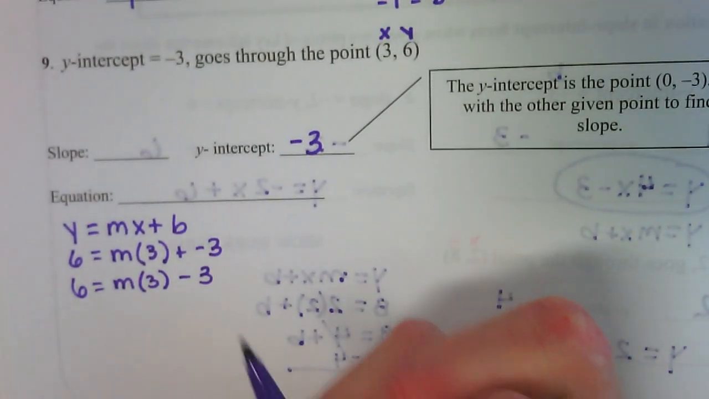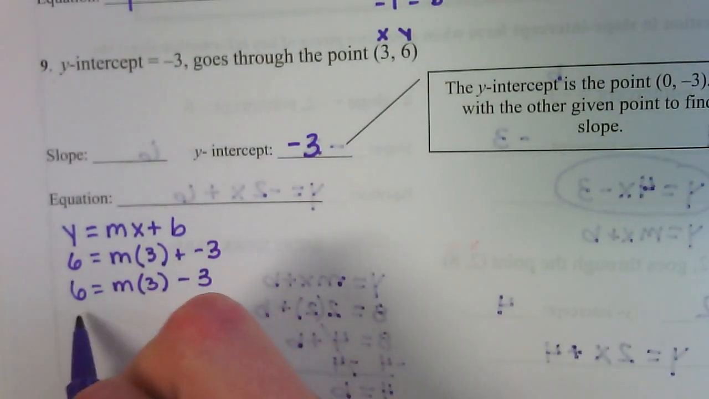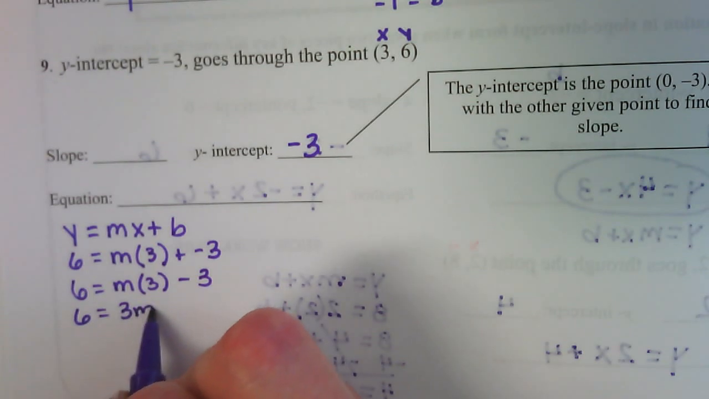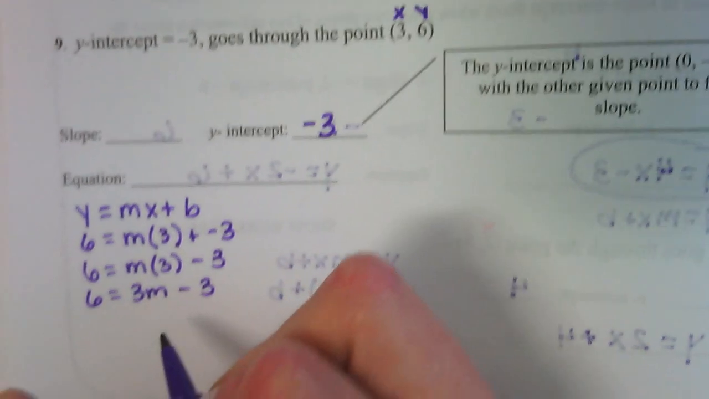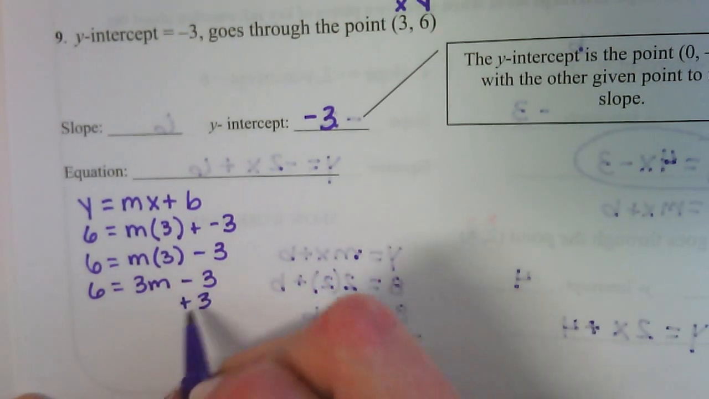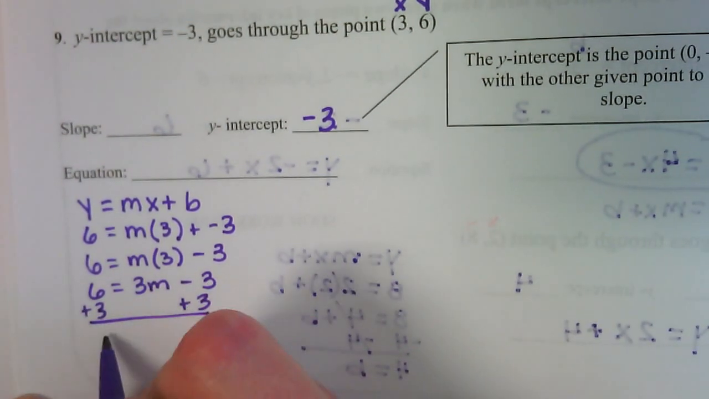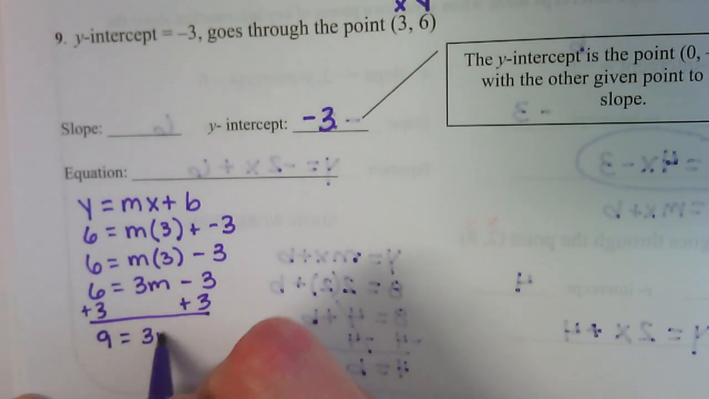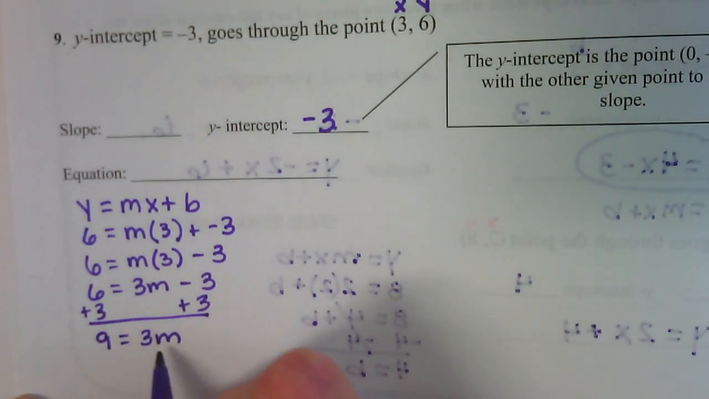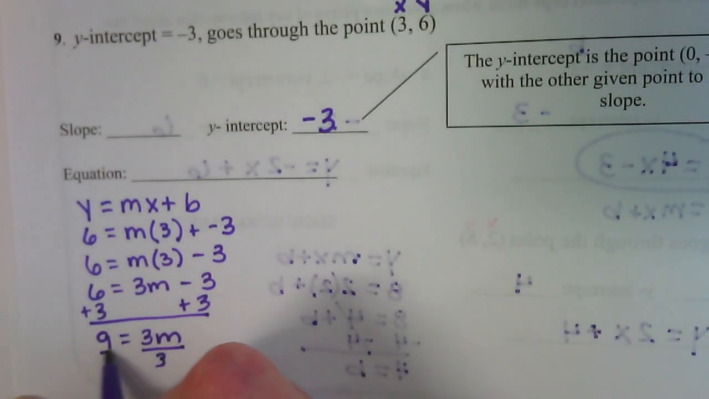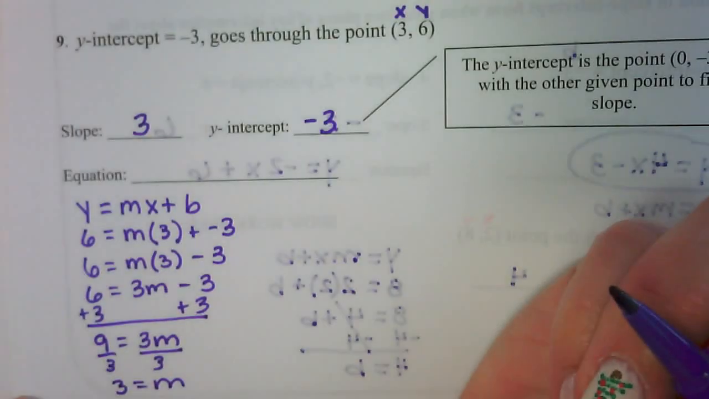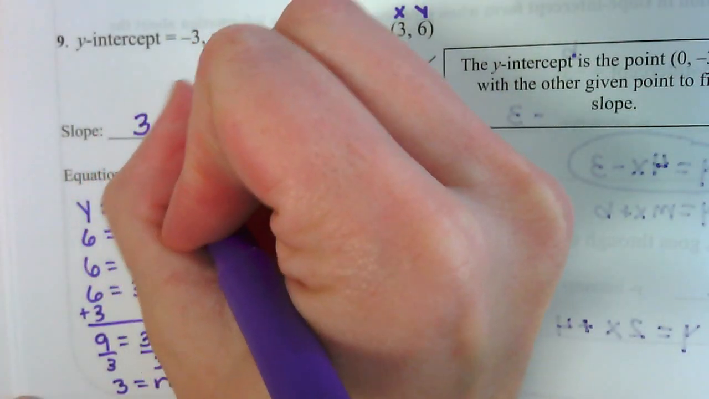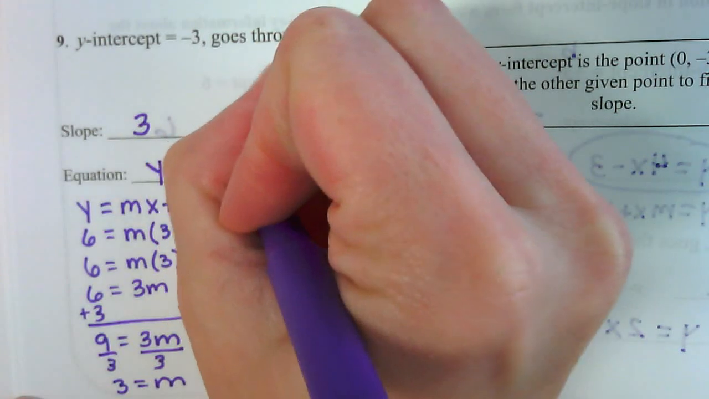Means the same thing. When I multiply right here, I'm going to get 3m. Usually we write the number and then the letter. So if I wanted to get m alone, my steps would be add 3. So I've got 9 equals 3m. And to finish getting m by itself, I would divide by 3. So now I've got 3 equals m. 3 is my slope, so now I have everything I need. 3x and minus 3.